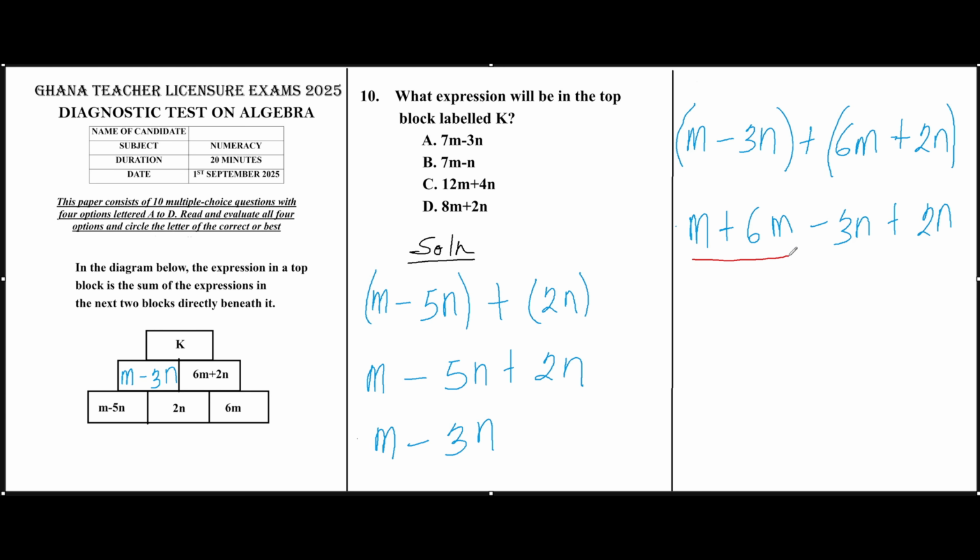So what is m plus 6m? That is 7m. And what is minus 3n plus 2n? So we have minus 1n, which is the same as minus n. So finally, block K will have the expression 7m minus n. So the right answer is option B.